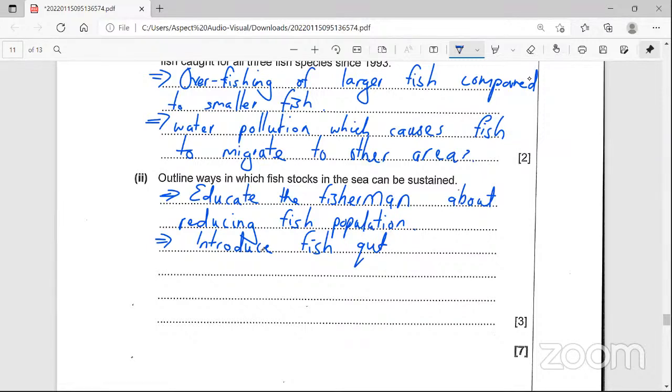Avoid what? Water pollution. Yeah, I think so. Avoid water pollution. I think what better is saying, yeah, sustained. So I don't think you can mention the pollution part. The one you can mention is to introduce marine sanctuaries. Marine sanctuaries for the fish.